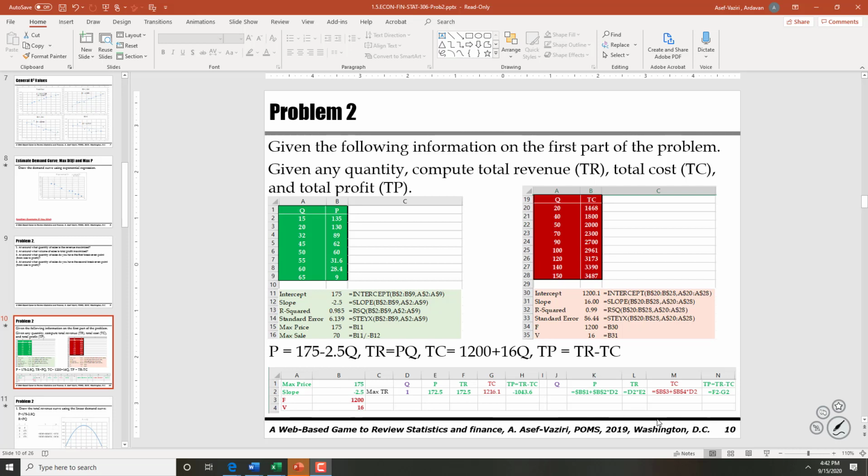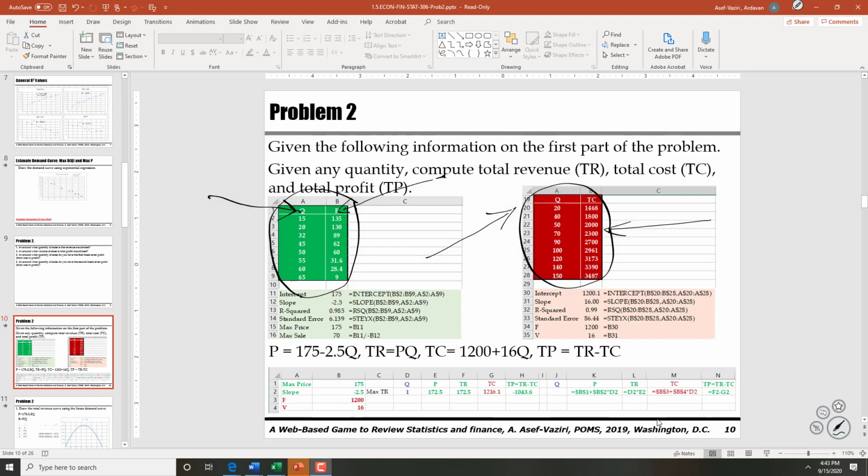I have data on demand. I have price and I have quantity sold. I also have data on total cost. I have quantity produced and total production cost. And we assume that whatever is produced is sold. In other words, supply matches demand.